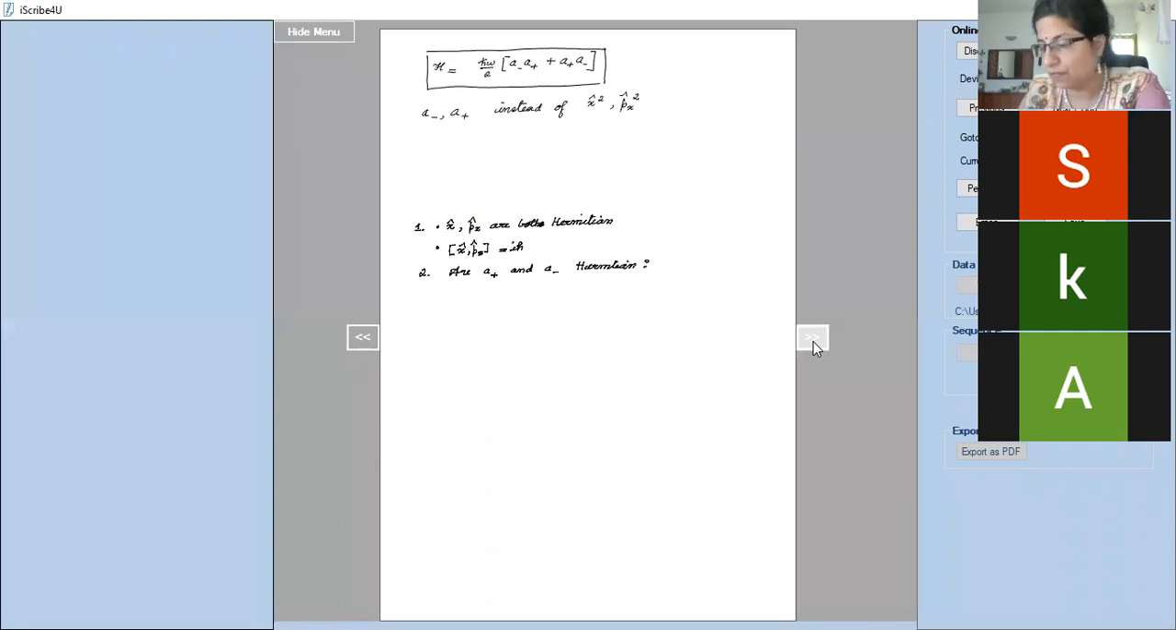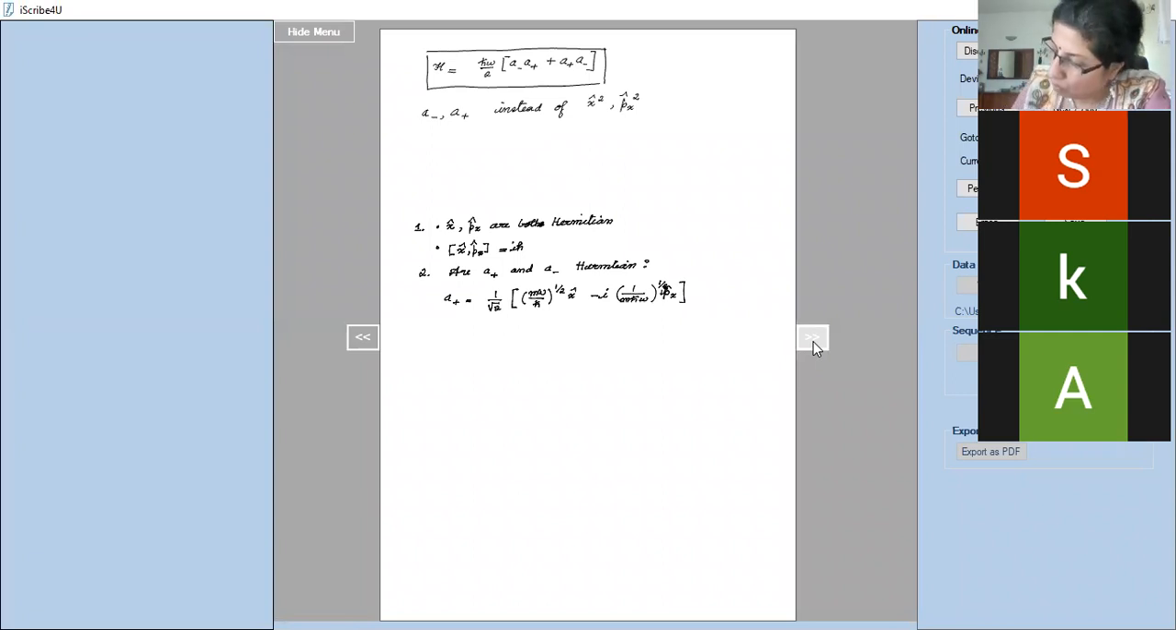Now, if you look at A plus, how is it defined? It is defined as 1 by root 2, (m omega by h cross) power half x minus i, then you have (1 upon m h cross omega) power half, and then you have over here px. Correct? This is how you define it, isn't it?